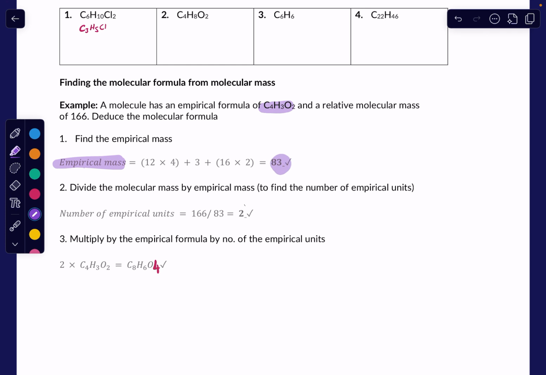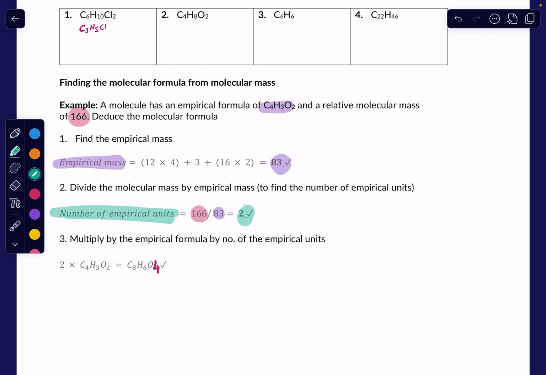We're then going to divide the molecular mass by the empirical mass. I'm going to highlight this so you can see these numbers here. So the molecular mass we've been told, so the relative molecular mass is 166. And we're going to divide that by our empirical mass. This is going to give us a value known as empirical units. They don't really exist. It's just a way to determine the ratio. So it's what we're going to call empirical units. So we've got 2 of these.